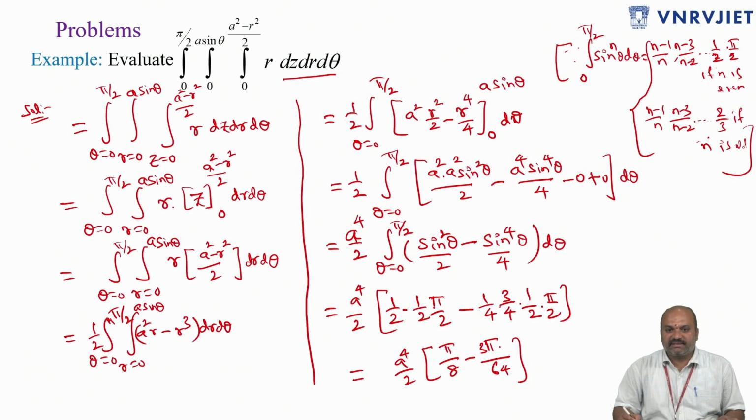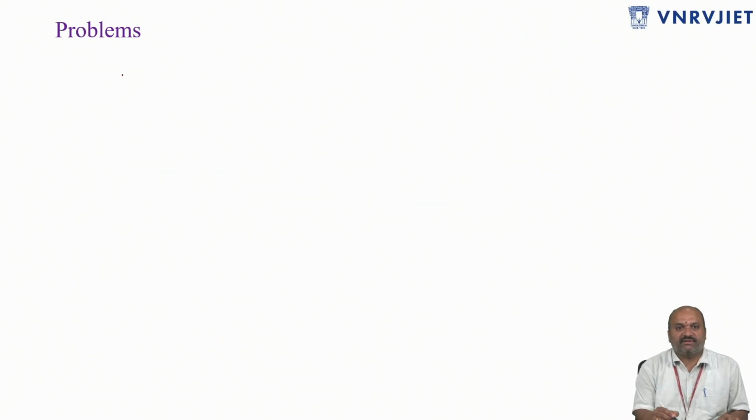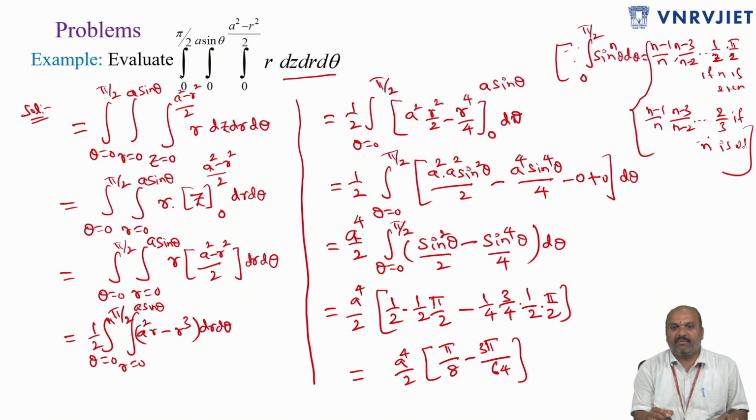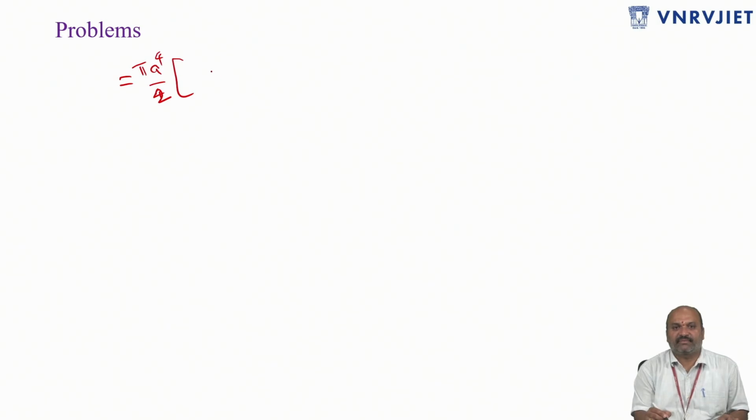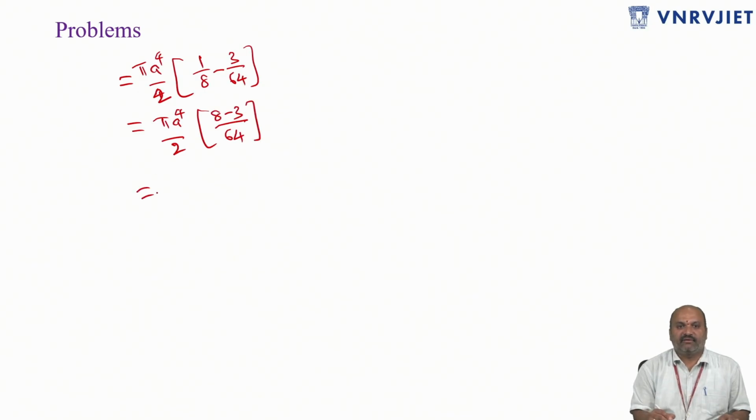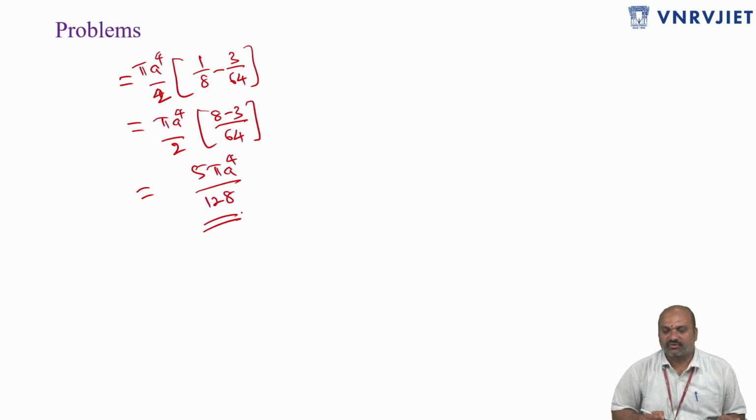Now it is a^4/2, and let's take pi common. Pi outside, 1/8 minus 3/64. Let's take the LCM, it is pi a^4/2. LCM is 64, 8 minus 3, which is 5. So 5 pi a^4/128. So this is the evaluation of a triple integral in polar coordinates.